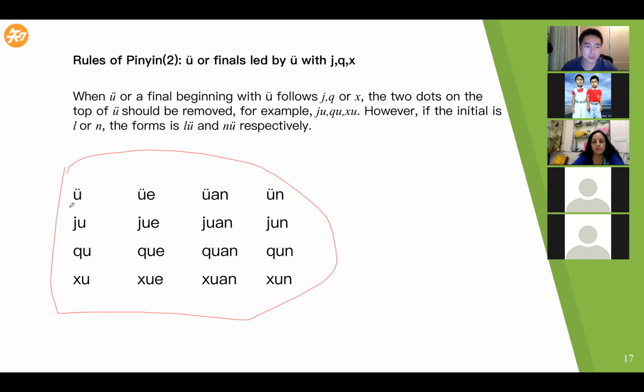The first one is yu. The second one is with the sound, it becomes yue, yue. The next one is yuan, yuan. And the last one is yun, yun. Okay, great. Now let's try the first row.